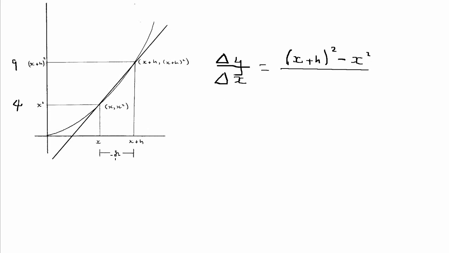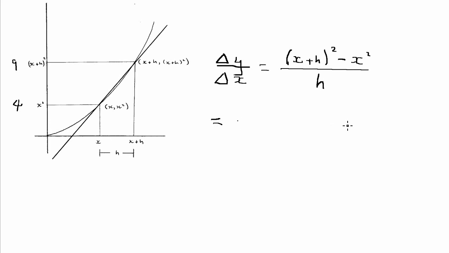And what about the delta x? How far is it from here to here? Well, it's extremely easy to see that the distance from here to here is h. So that is the gradient of this straight line. It's not really much use to us looking like this. Let's see if we can simplify that.